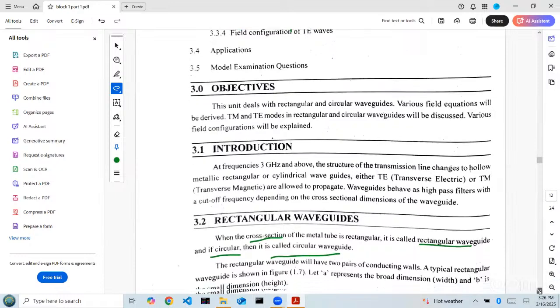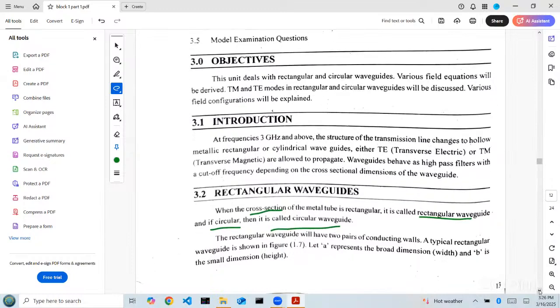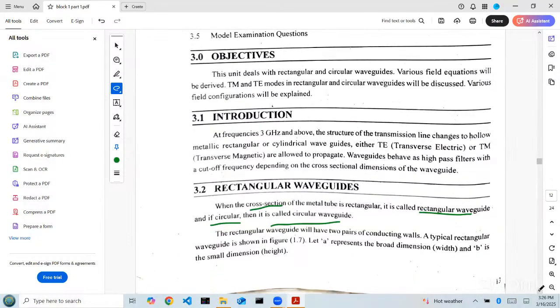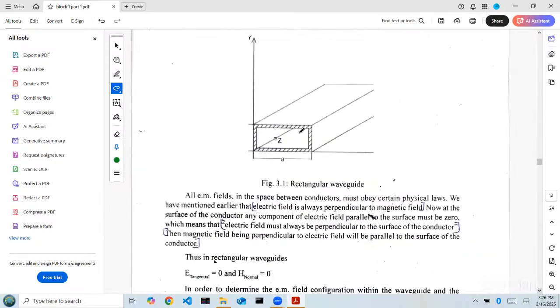Next, here I am concentrating only on the rectangular waveguide with width as well as height. Here width I am choosing as A. A is taken as the width and B is taken as the height. Now we will see the diagram. See, what is this diagram? This is a rectangular waveguide. Here we are taking the Z direction. And here width is represented with A, height is represented with B.